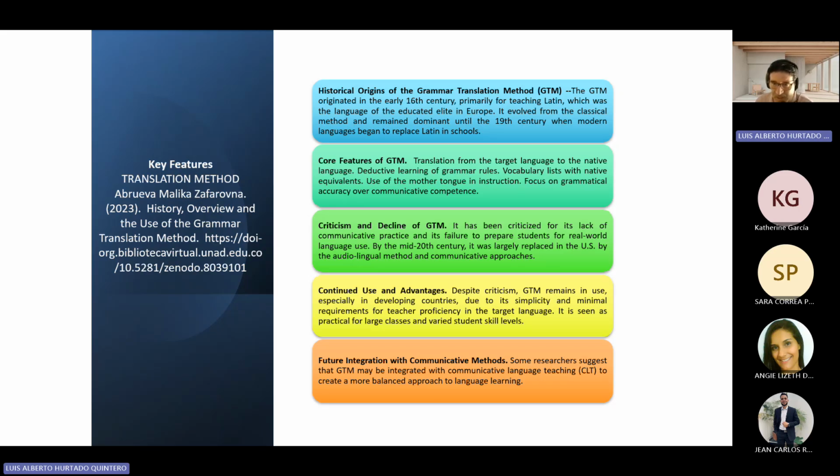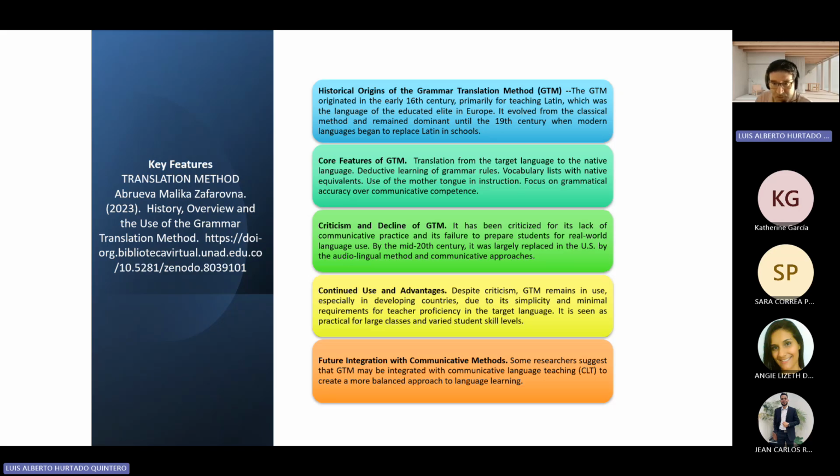Continued use and advantage. Despite the criticism, the GTM remains in use, especially in developing countries, due to its simplicity and minimal requirements for teacher proficiency in the target language. It is seen as practical for large classes with varied student skill levels.